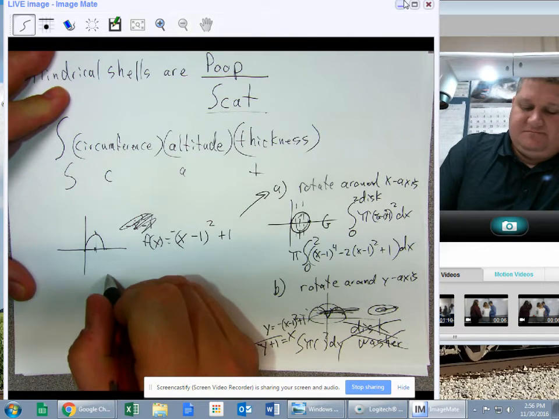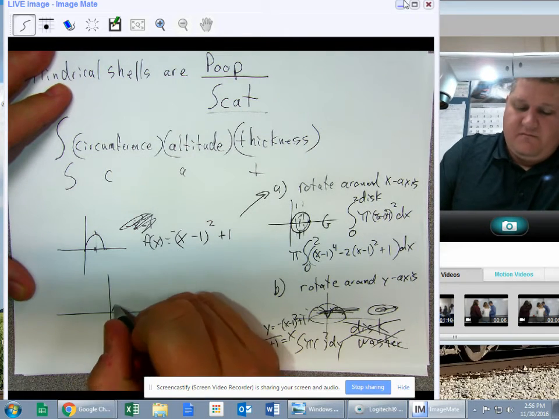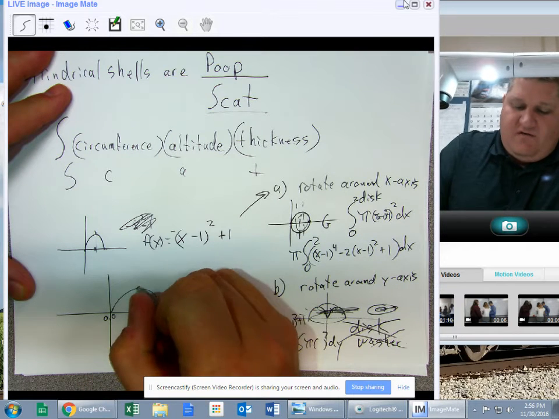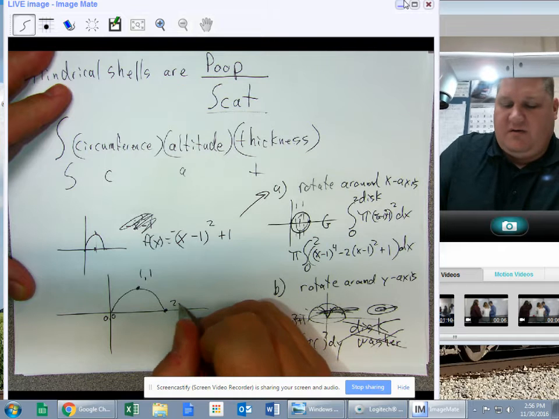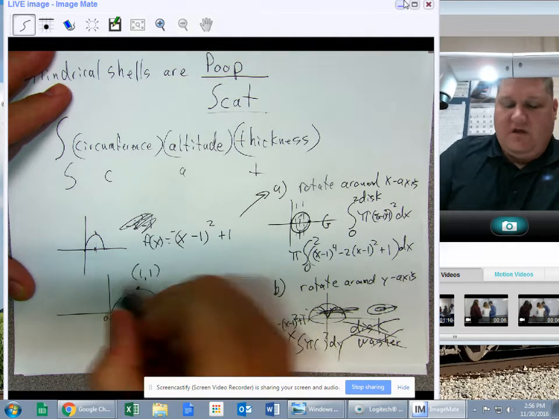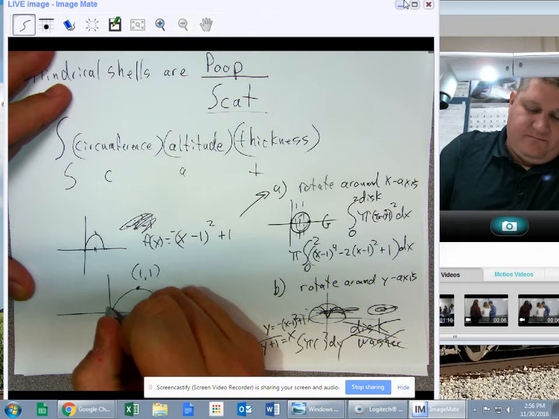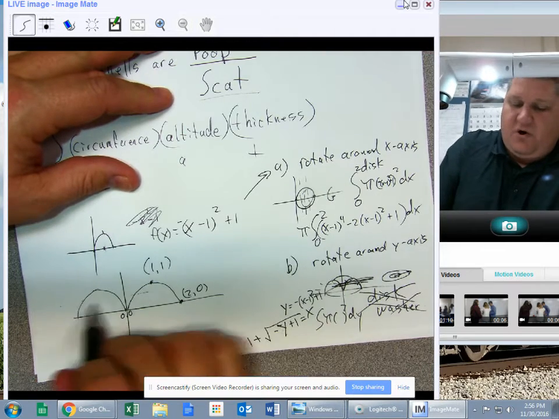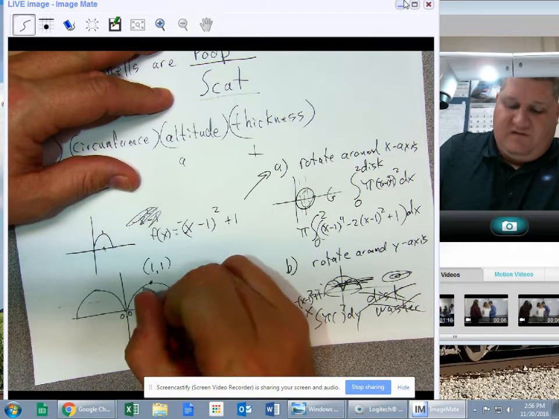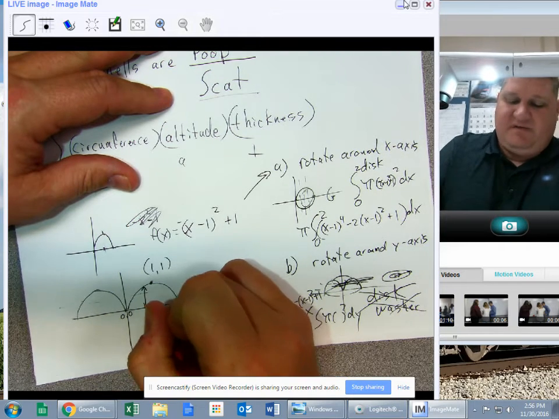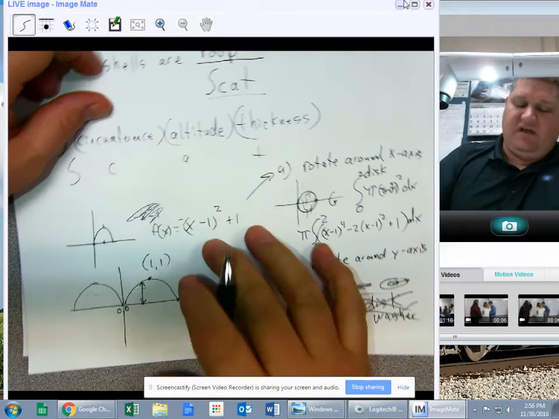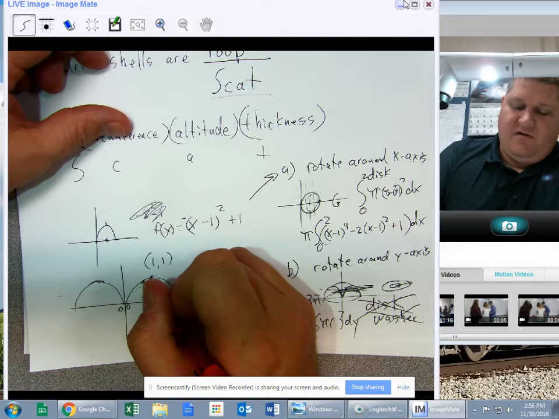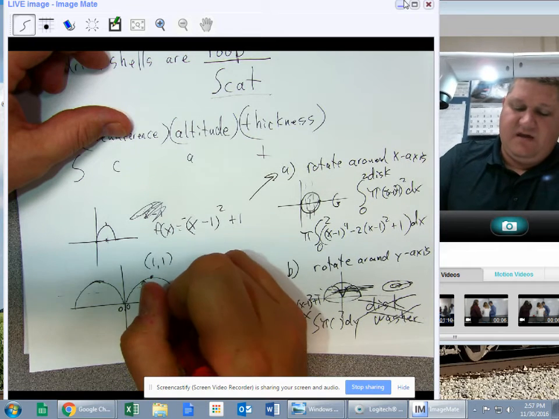So let's expand our picture. We have 0, 0, we have 1, 1 and 2, 0. So we have all of these. We want to go around this way. Slicing this way is not going to work because it's not a function. But if I slice it this way, I'm still okay with that. I can totally slice it that way.